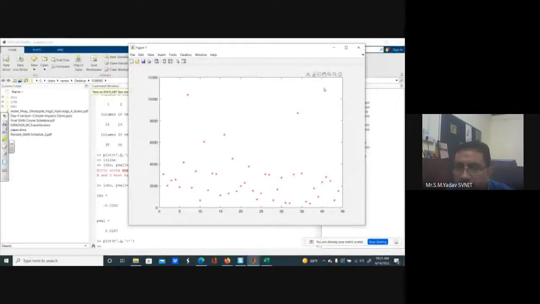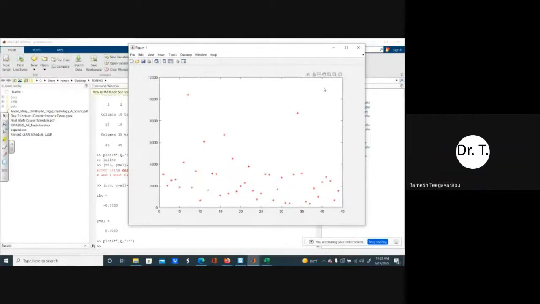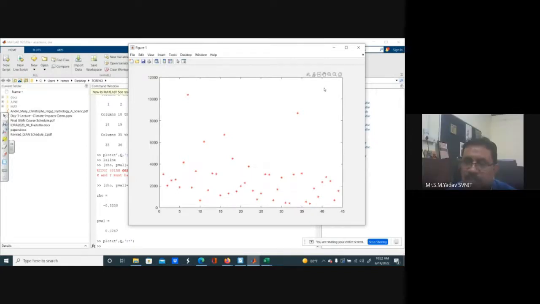Sir, Tushar is asking how to find spatial correlation between stream flow data in a river network. That's a totally different question. Spatial correlation between stream flow data in a river network. I think he wants to ask, if the data is for two gauging sites, then how to find out?